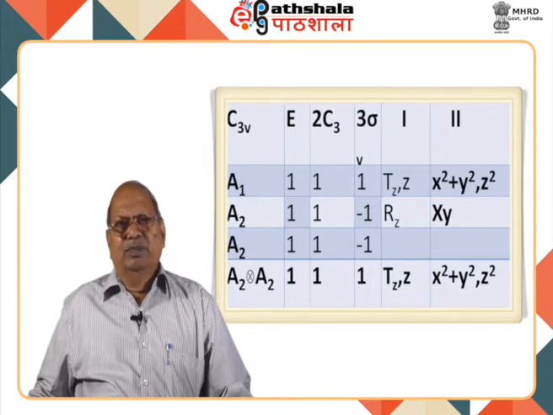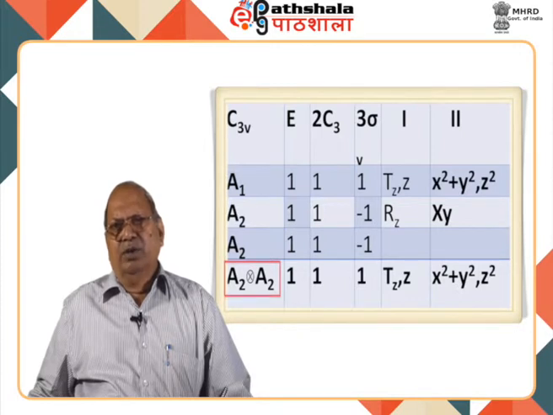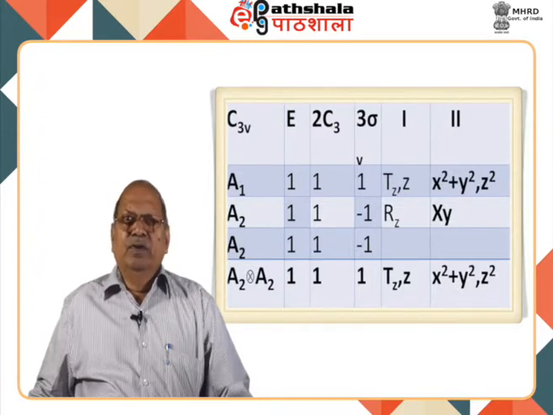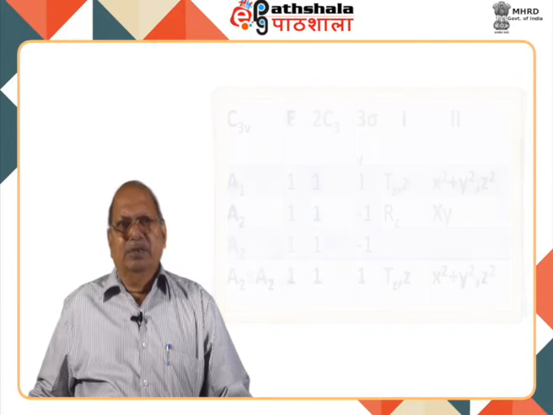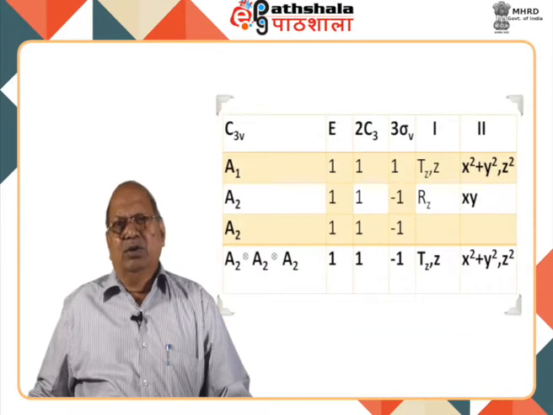These characters correspond to the A1 irreducible representation, which is totally symmetrical. Hence, A2 into A2, that is the direct product, has the A1 mode in it. So, the first overtone of A2 mode is IR active. Let us now see the second overtone of A2 mode, whether it is IR active or not.